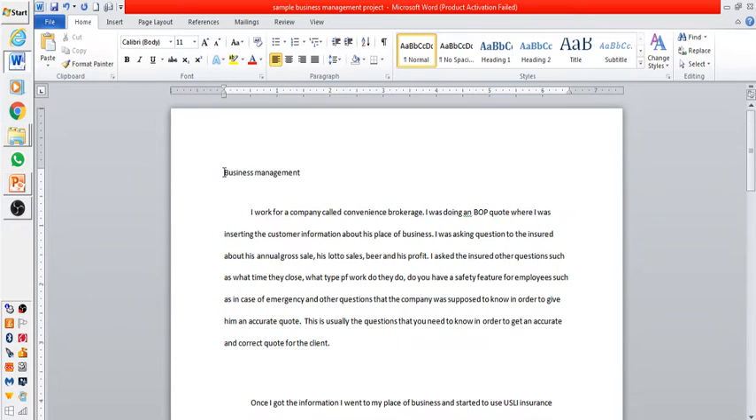Every time you do a business management essay assignment or stuff like that, it always has to be a certain format, and whatever the professor tells you to do for that format, obviously go with it. But business management is like how you open up your business. The professor will give an assignment, and you talk about that assignment. So keep it in mind. For my business assignment, I obviously used the company that I work for, Convenience Brokerage.